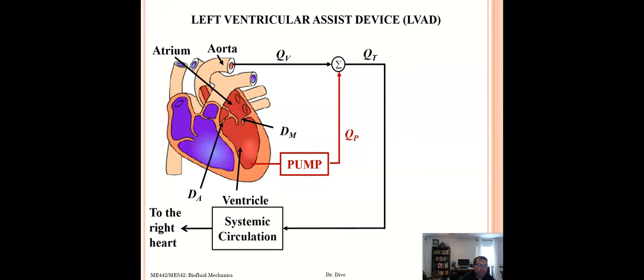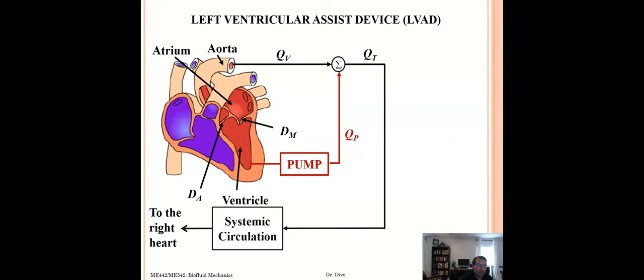So that's something that needs to be studied and analyzed in a feedback control system that sets the power for this pump. Now, if the person goes into a certain level of activity, starts walking or even climbing stairs, then the systemic resistance of the patient goes down. The body needs more blood. The heart needs to supply more blood, and the ventricle is not capable of doing so, and therefore this pump supplies that additional blood to satisfy that demand.